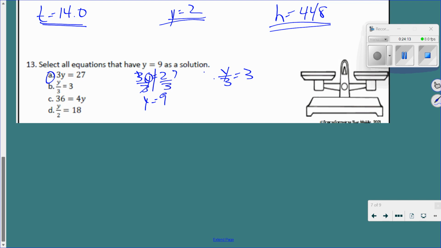36 equals 4y. There's my variable. So now dividing by 4, these go away. Y equals 9. That one also worked. And y over 2 equals 18. Here's my variable. So I'm now multiplying by 2. Y equals 36. That one didn't work. So 3 of the 4 worked.